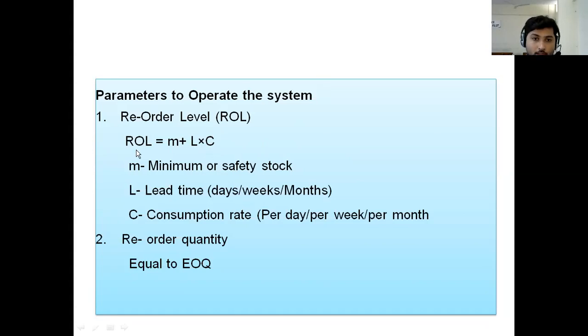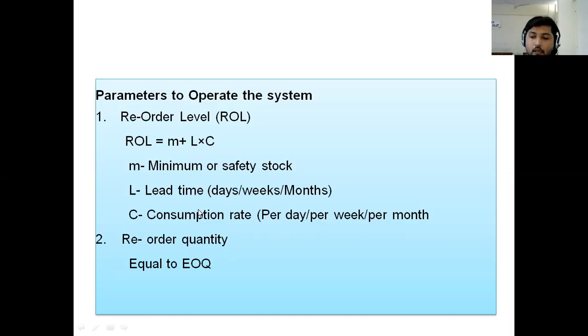So here your reorder level ROL should be equal to minimum or a safety stock plus lead time multiplied by consumption rate. Where M is nothing but minimum or a safety stock, L is nothing but lead time in days or weeks or months, then C is nothing but consumption rate. How much you consume per day, per week, per month. So C is nothing but consumption rate.